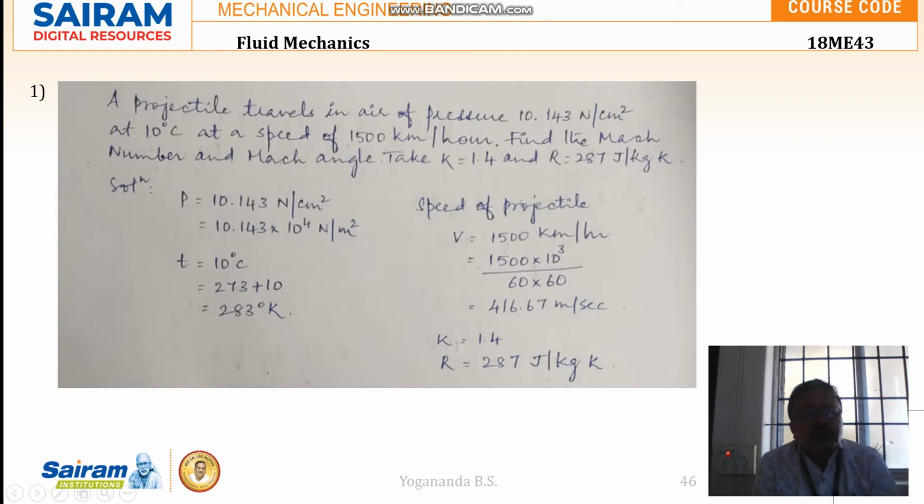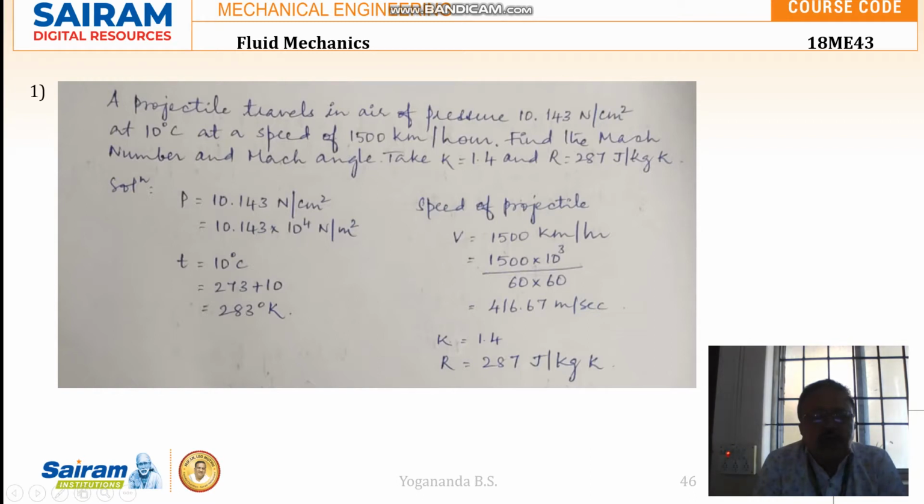So now it is in Newton per meter square, at 10 degrees centigrade. The temperature is converted into Kelvin by adding 273. It becomes 283 Kelvin, at a speed of 1500 kilometer per hour. So the speed of the projectile is 1500 kilometer per hour. It is converted into meter per second: kilometer is converted into meter by multiplying by 1000, and hour is converted into second by 60 into 60. Find the Mach number and the Mach angle.